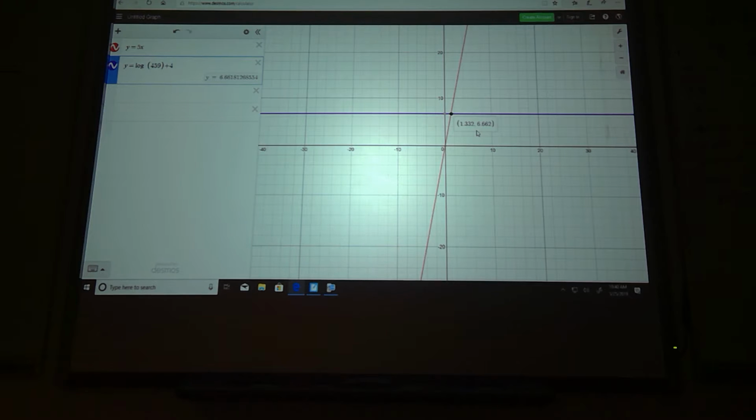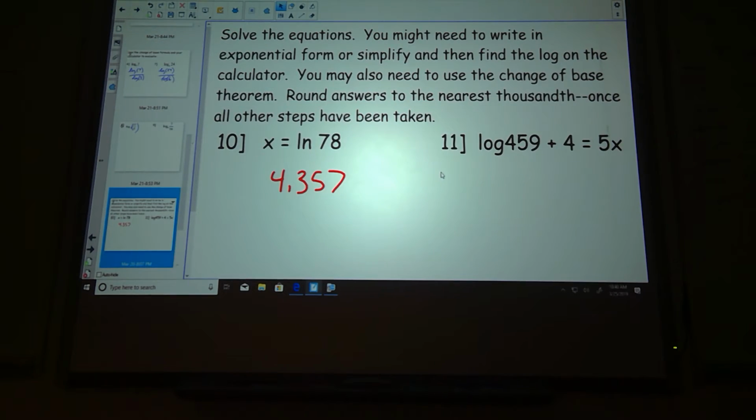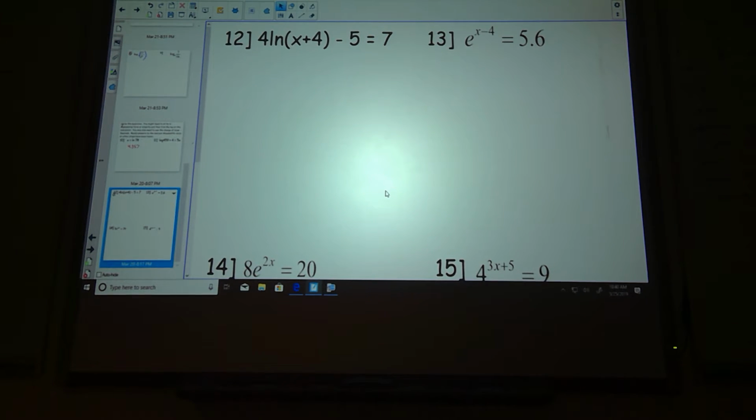Number 12, again, there are multiple ways that you can go through it. Again, I was using Desmos. Yes, you can use the graphing calculator, zoom fit will work, you're finding the intersection, you're looking for the x value on there, okay? These are all done similarly.